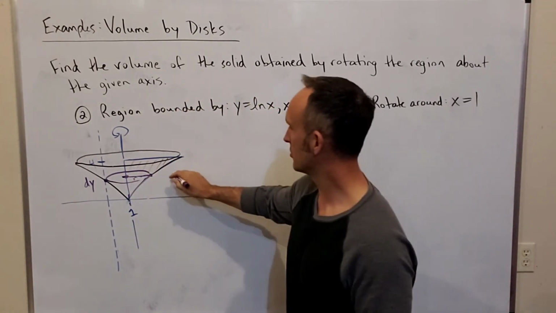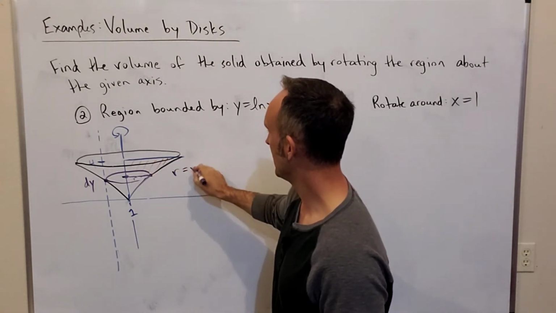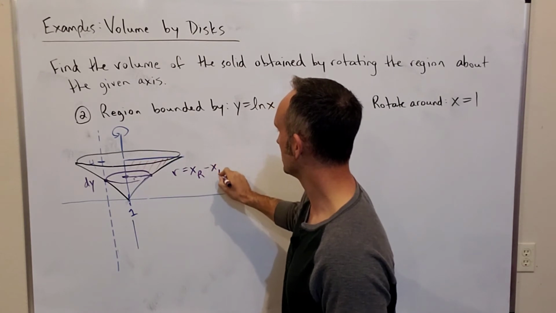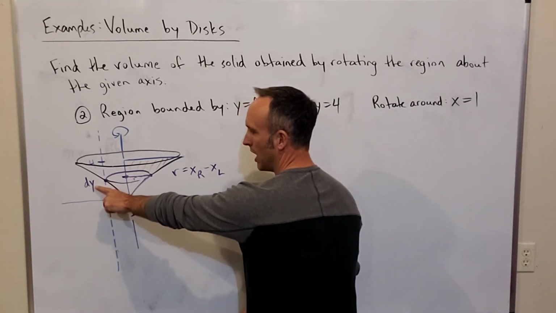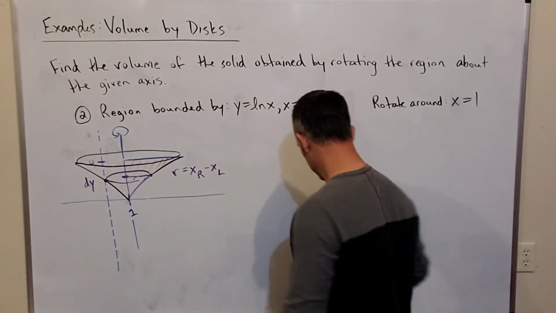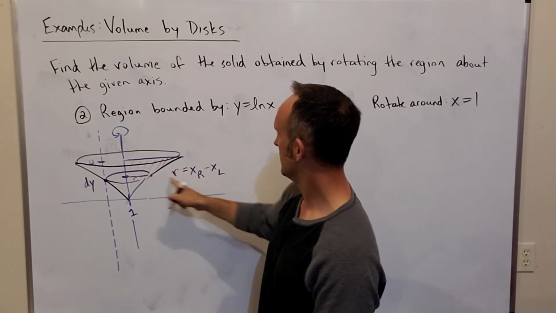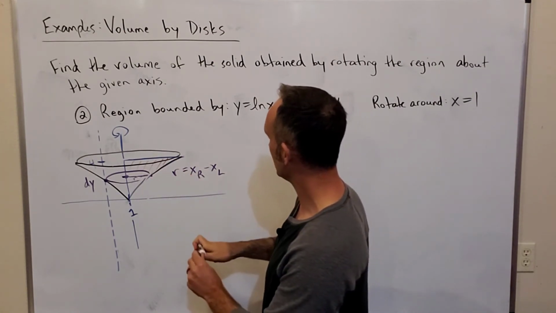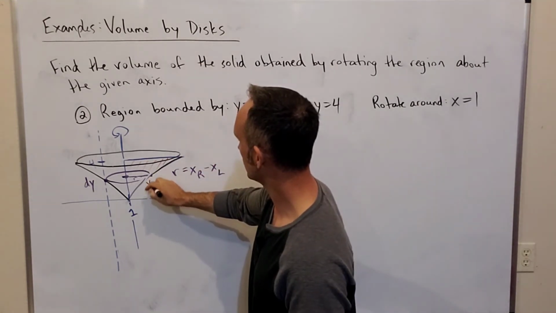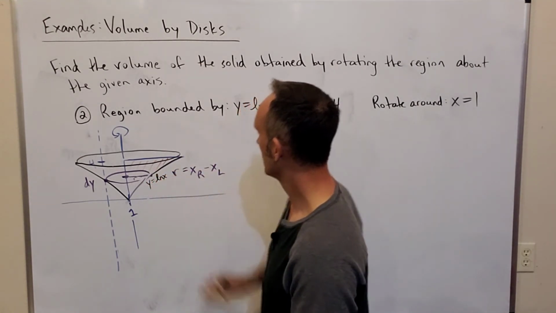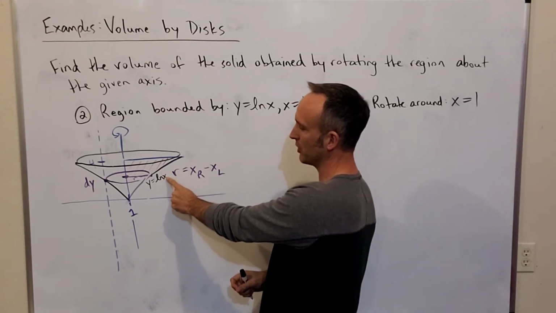And in this case, since the radius is measured left to right, we have to take the rightmost x minus the leftmost x. And we know we're going to integrate with respect to y, so I need those in terms of y. So this curve, the x value on the right, is dictated by the curve, which is y equals the natural log of x. And I need to know what x is over here, so I have to solve it for x.